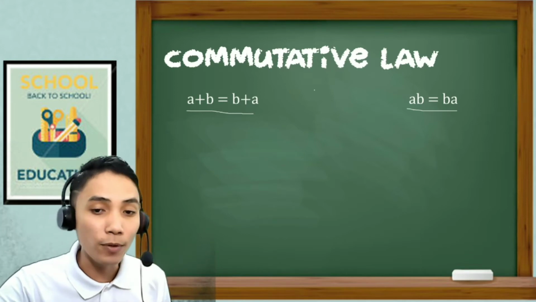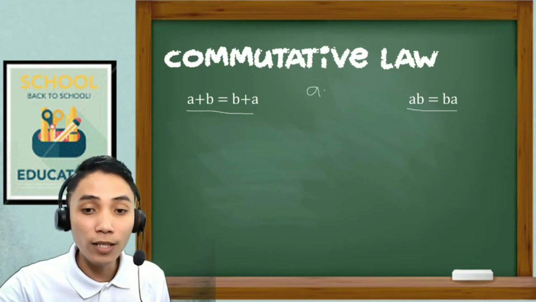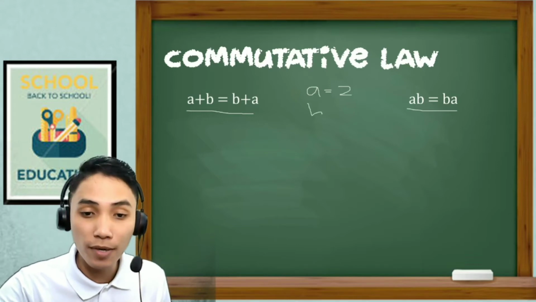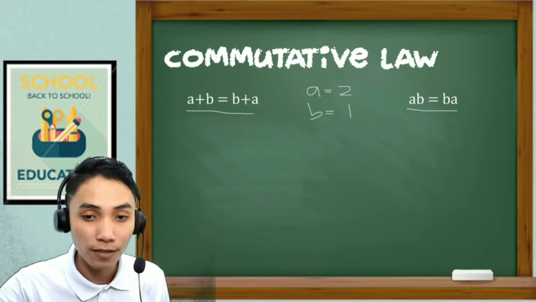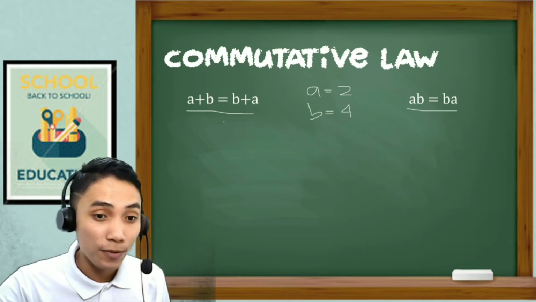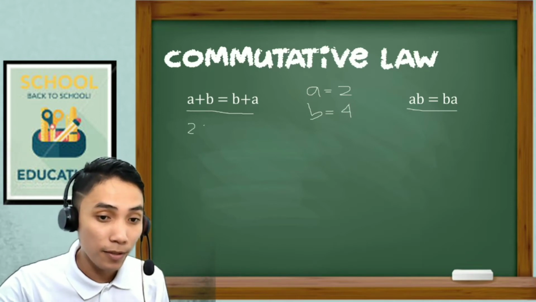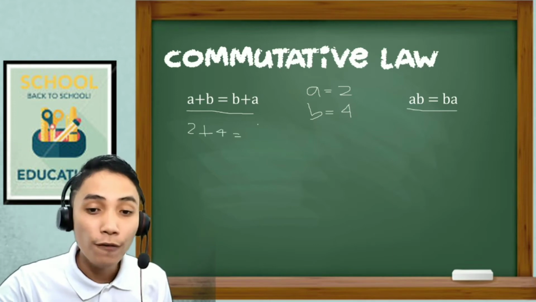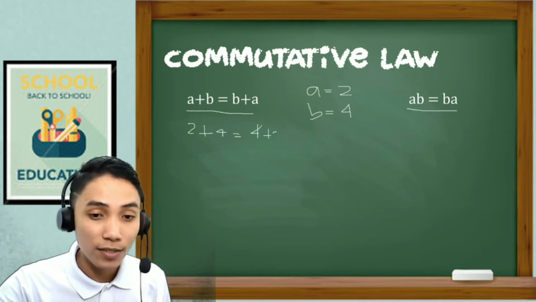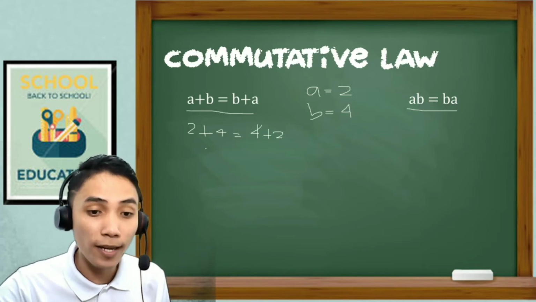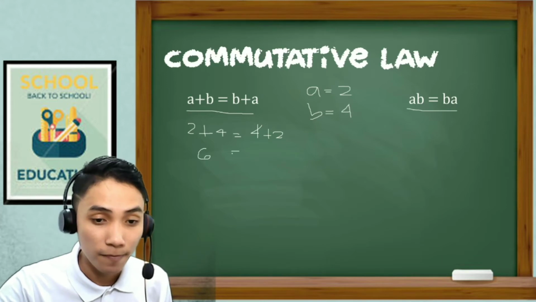Let's say, for example, we have here the value of A is equal to 2 and the value of B is equal to 4. Now, let's substitute the values. We have here 2 plus 4 is equal to 4 plus 2. What is the answer? 2 plus 4, that is 6, and 4 plus 2, that is 6.